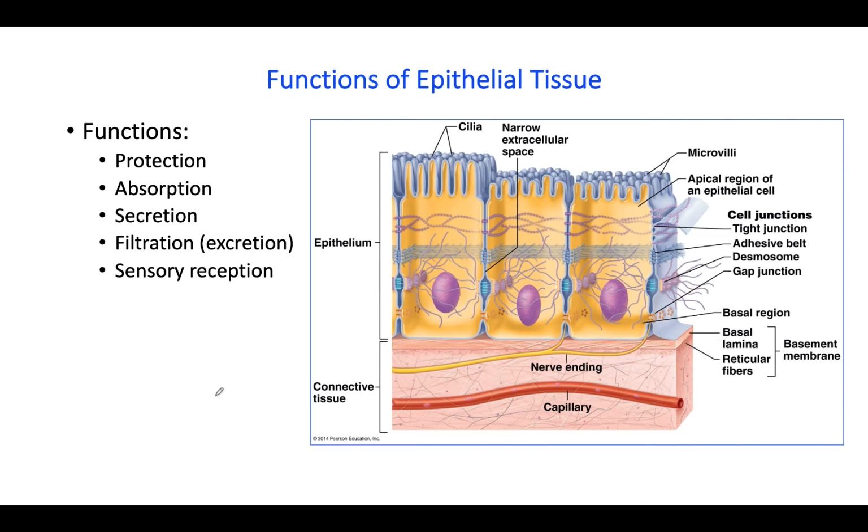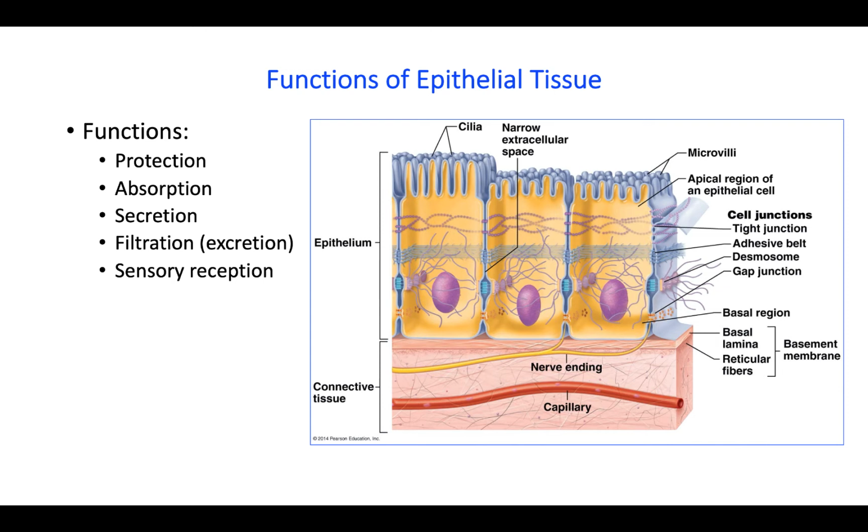The second function is absorption. Epithelial tissue absorbs nutrients in some parts of the body. For example, in the digestive tract, in the intestine, there are epithelial cells, and those epithelial cells absorb nutrients.